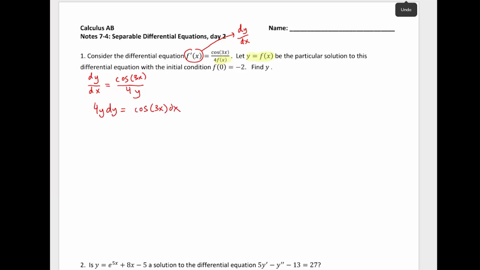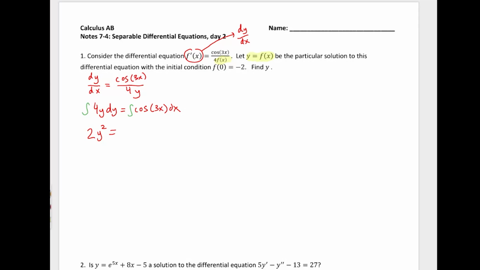And we do need to integrate both sides here. So we're going to integrate the left-hand side. We're going to integrate the right-hand side. And the left-hand side should really give you no problems. We're just going to use that anti-power rule, increase that exponent by 1, and divide by 2. 4 divided by 2 is 2, so we get 2y squared. We know we're going to end up with a c, but we can always throw that in at the end. So 2y squared is going to equal, and then we have cosine of 3x.